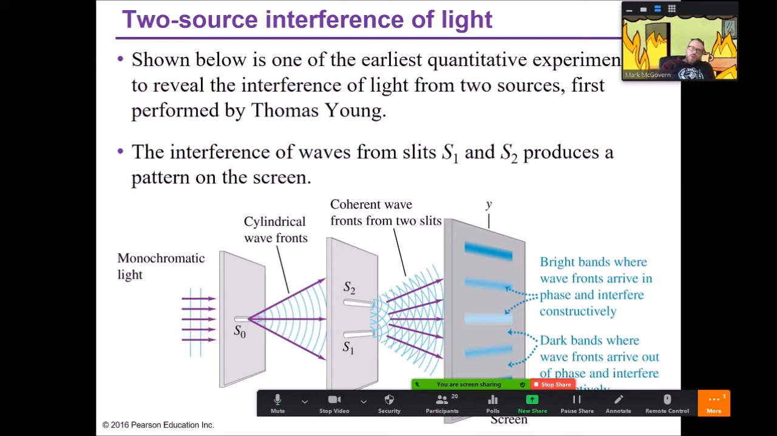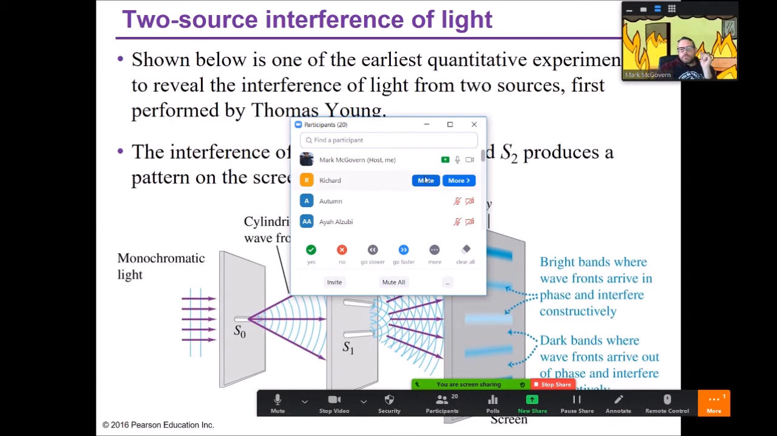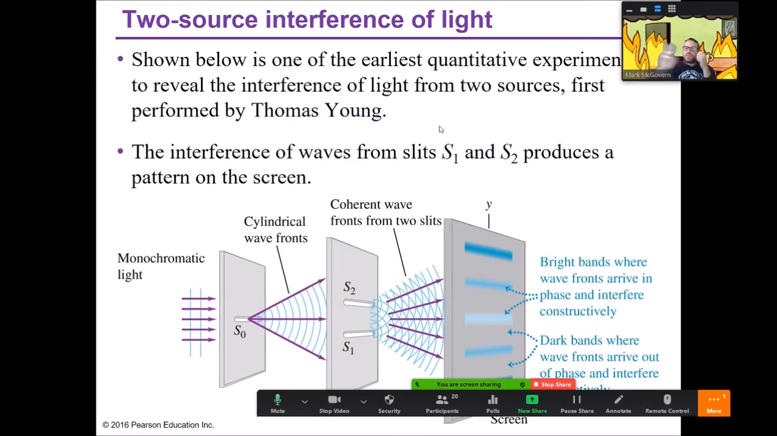So now we have light coming out from the slit here, and it's diverging away. And then that light becomes incident upon two more slits. We'll call those S1 and S2. When that occurs, the light that comes out of those slits will produce a pattern on a screen where we see different bands of light. We don't just see light shining on the screen, we see a pattern of light.